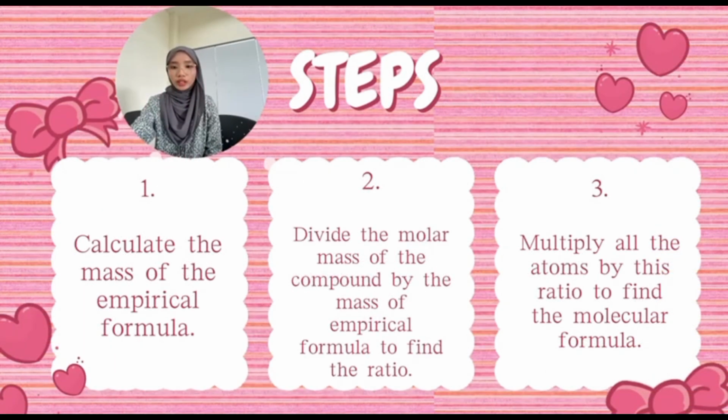There are 3 steps to find the molecular formula. First, we need to calculate the mass of the empirical formula. Second, we need to divide the molar mass of the compound by the mass of the empirical formula to find the ratio. Third, we need to multiply all the atoms by this ratio to find the molecular formula.